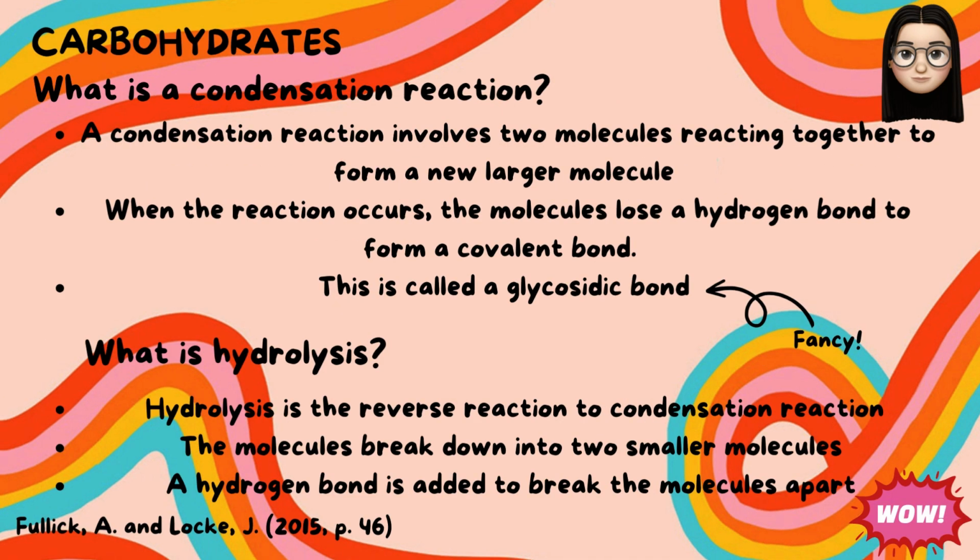A condensation reaction involves two molecules reacting together to form a new larger molecule. When the reaction occurs, the molecules lose a hydrogen bond to form a covalent bond. This is called a glycosidic bond. Hydrolysis is the reverse reaction to condensation reaction. The large molecules break down into two small molecules, meaning the hydrogen bond is added to break them apart.